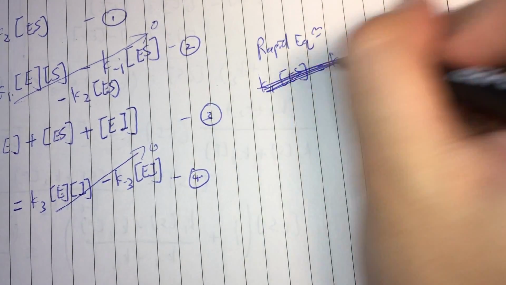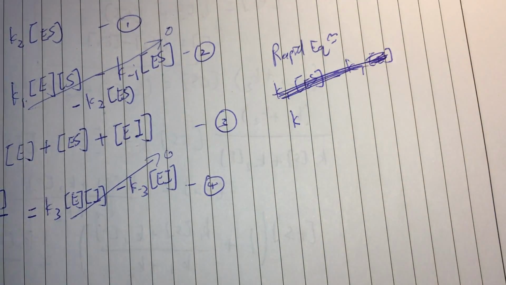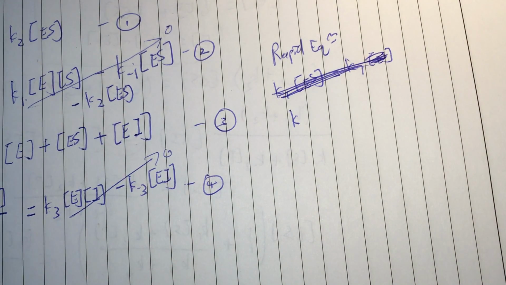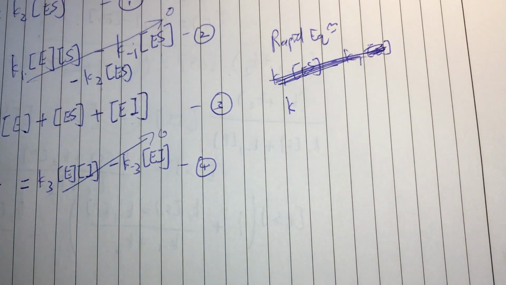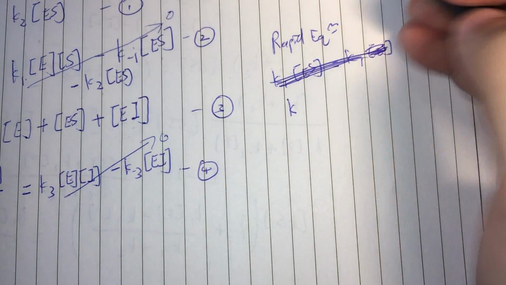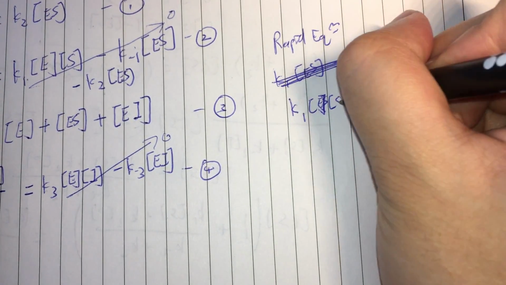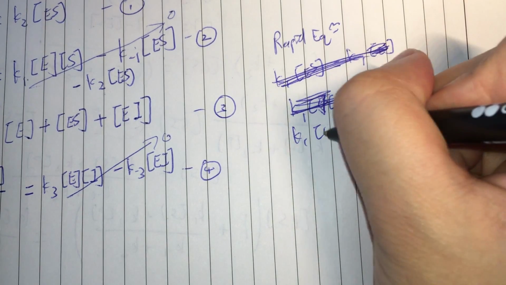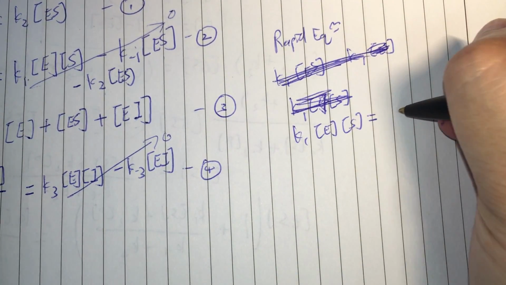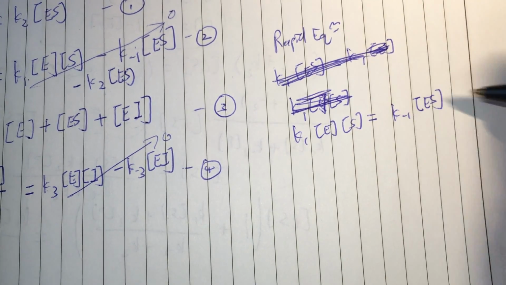Oopsie. Okay, never mind. Let's write that again. Sorry for the delay. Anyway, just distracted a bit. Anyway, so K1 E into S forwards equals K minus 1 ES.